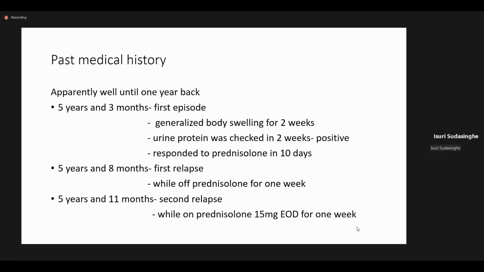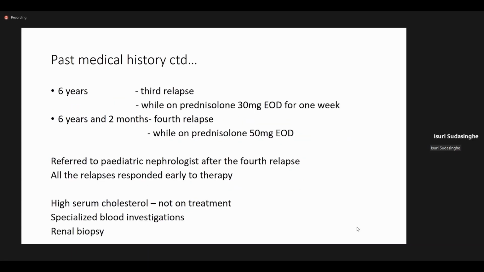Again, the baby developed the first relapse of nephrotic syndrome at 5 years and 8 months of age, while he had been off prednisolone for 1 week. The second relapse was noted at 5 years and 11 months, which was 3 months later, while the baby was on prednisolone 15 milligrams every other day for 1 week. At 6 years, the baby developed the third relapse, while on prednisolone 30 milligrams every other day for 1 week.